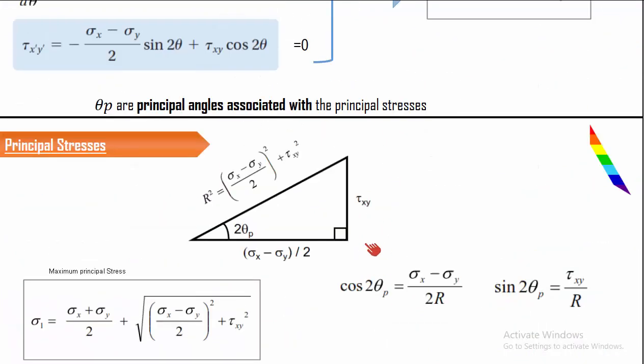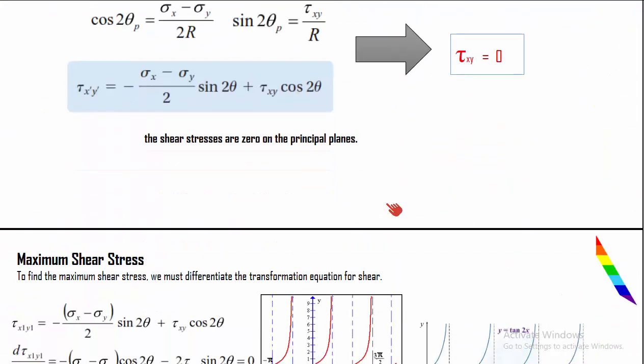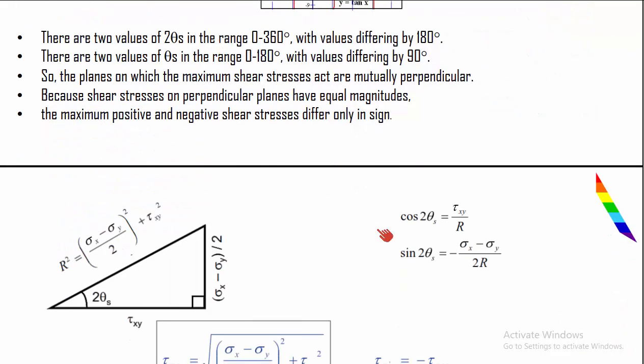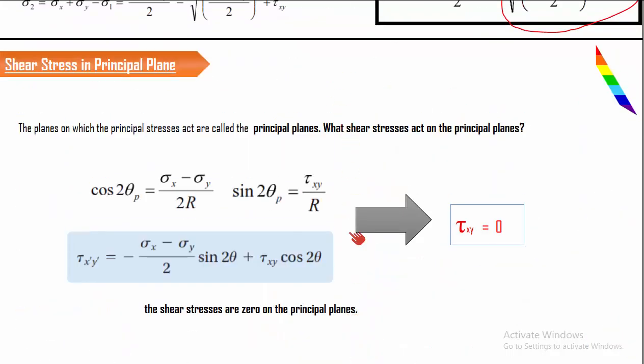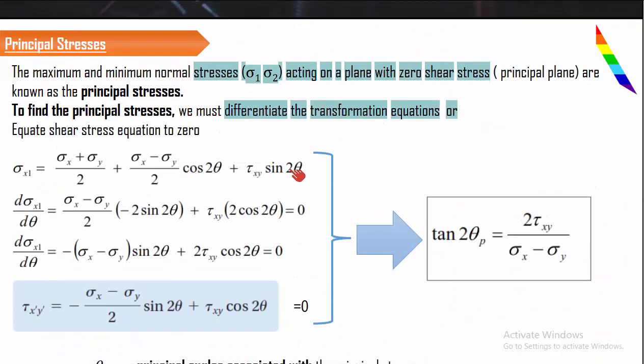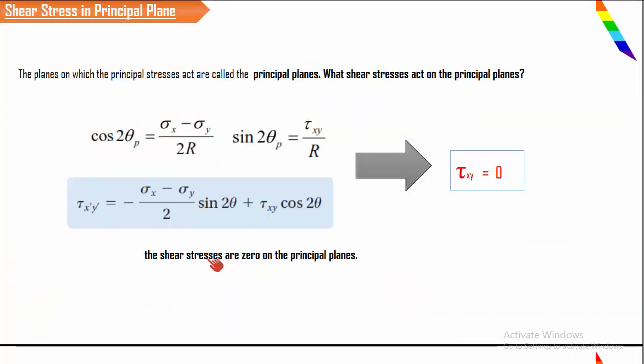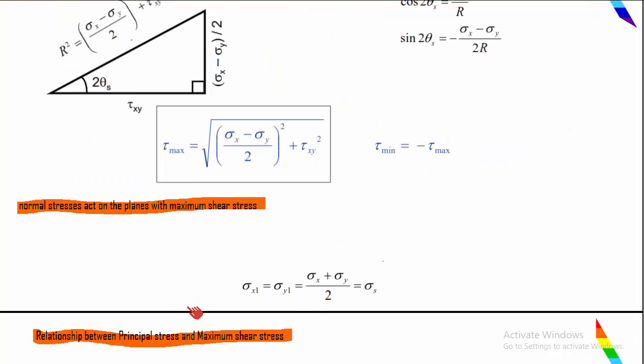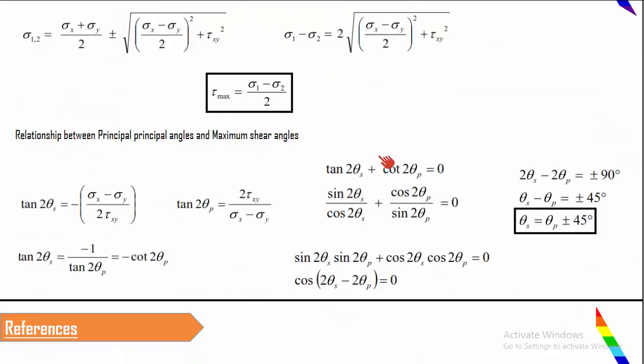How will you get it? You substitute the value of cos 2 theta s and sin 2 theta s in our general expression, and when you solve everything, this term and this term are going to get cancelled out, and finally you will end up with this particular term, and that is the value of the normal stress acting on the plane of maximum shear stress. So don't confuse everything. It's very simple. You study it in a very structured manner, then you will understand.